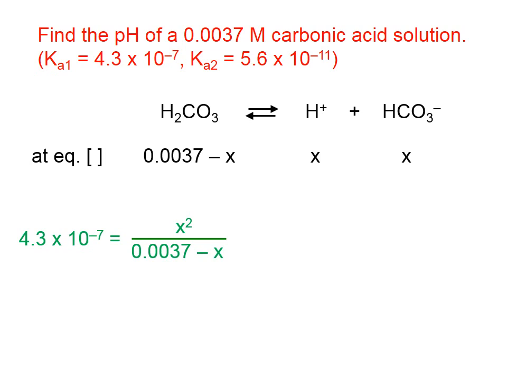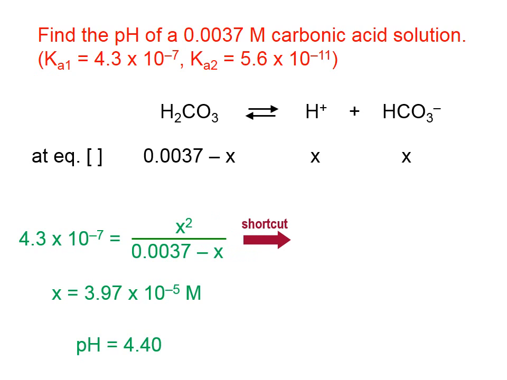Substituting the values into the equilibrium constant expression, there's our Ka1 value. There we have products, x times x, and there we have the reactant value. If we use the quadratic formula to solve that, x comes out to be 3.97 times 10 to the negative fifth molar, and then of course we can find the pH by taking the negative logarithm of that.